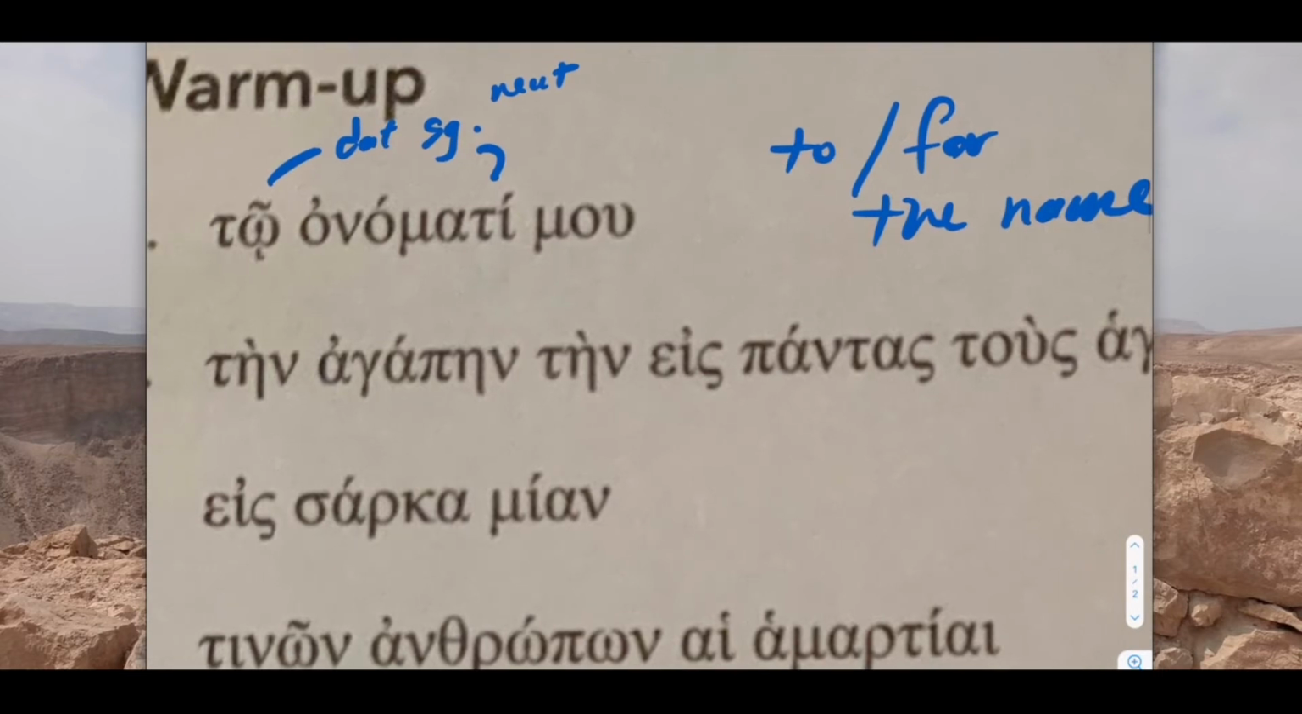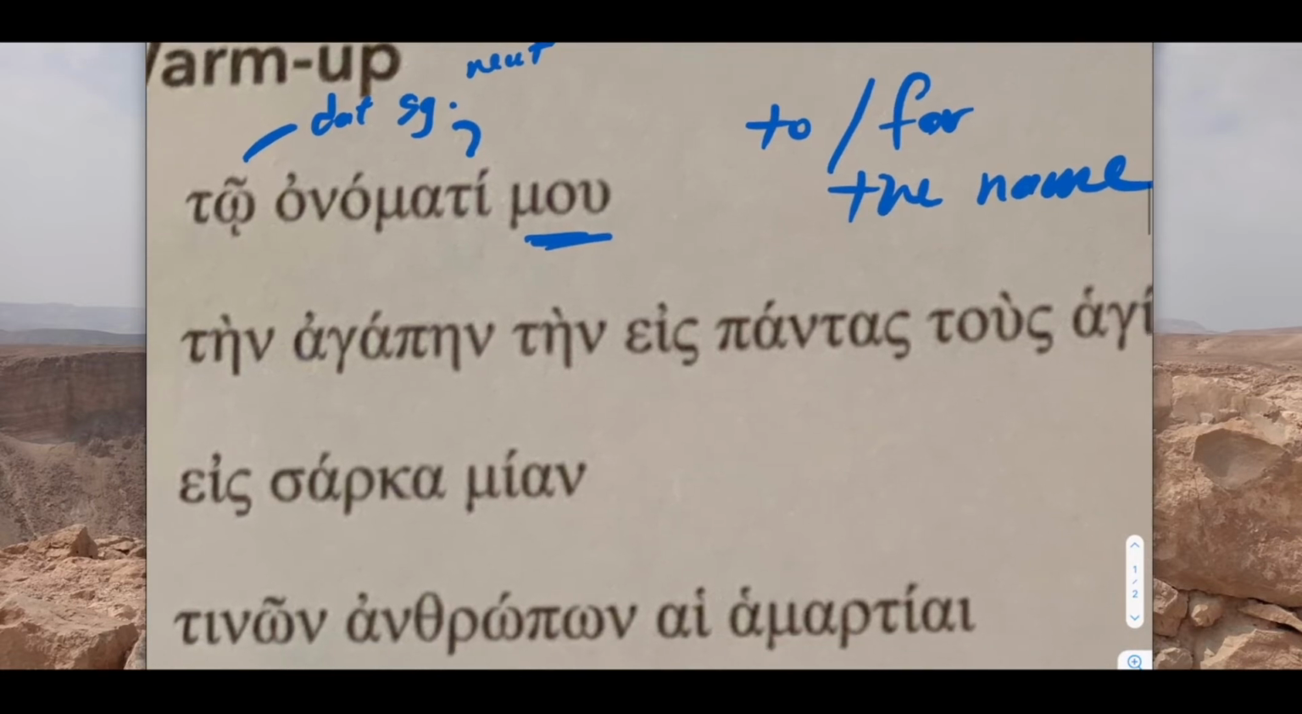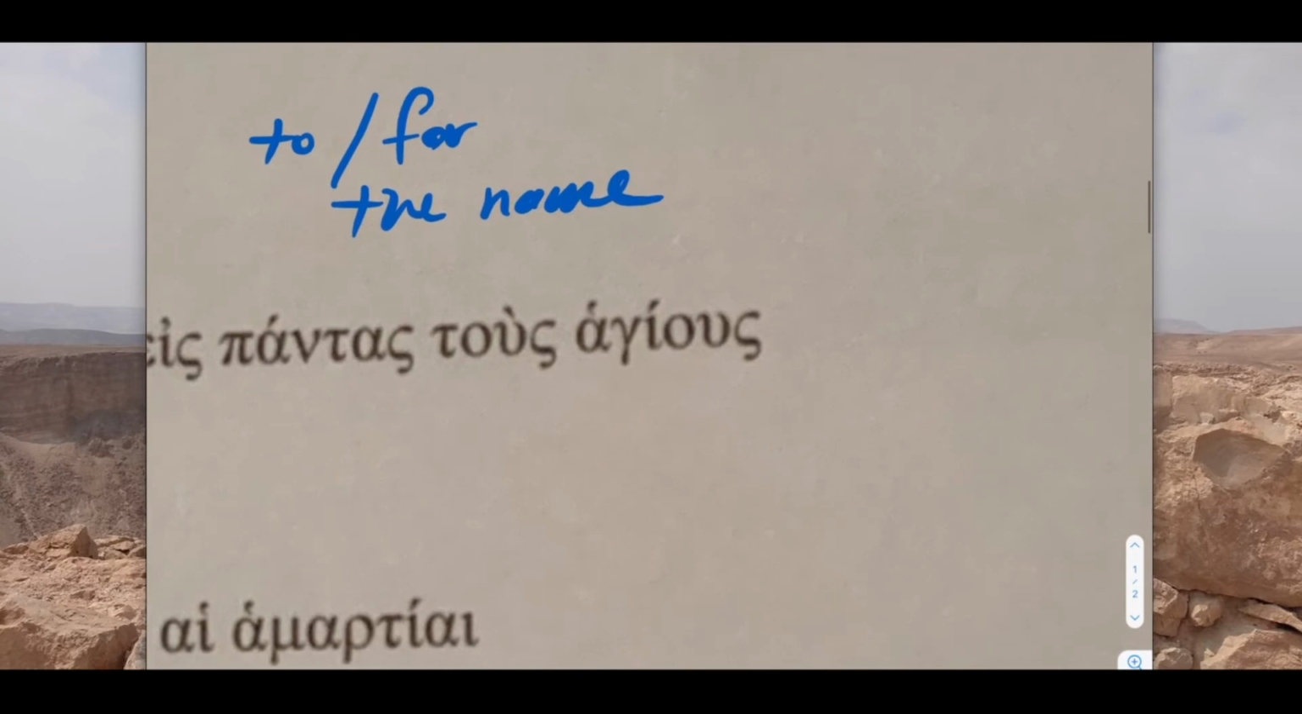To onomati, so to or for a name. So you could say to, for, I should say the name, because we have the definite article so far. To onomati mu, but then I have my mu. This is my genitive of ego. Ego is I, but in the genitive it's mu, of me, or mine. Then I would say to or for the name of me. But guess what? That just doesn't make good English, does it? So you can strike the definite article and recognize that in English, it's definite just by virtue of saying mine.